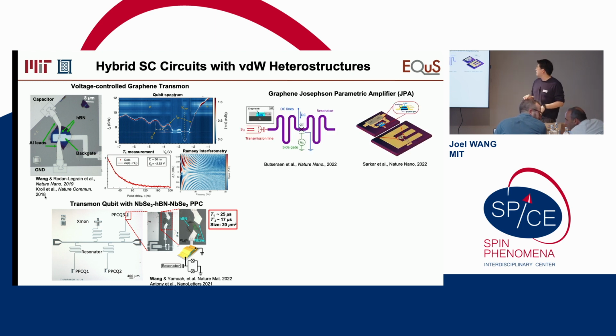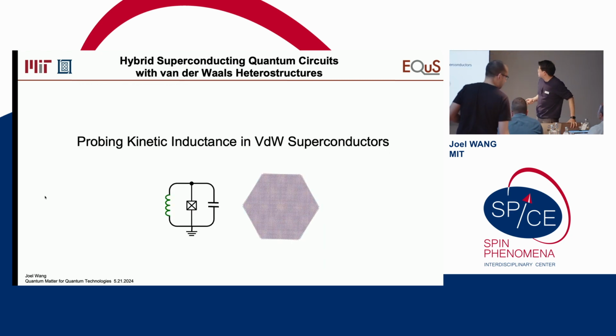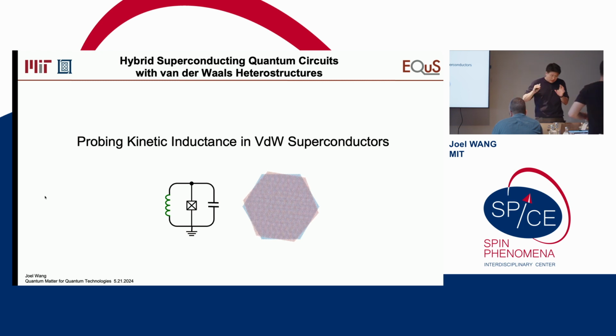And there is also a very interesting application using graphene Josephson junctions to make a parametric amplifier. And of course, for application and scaling, one needs to go to wafer-scale fabrication using some CVD-grown material. Okay, so today, I'm not going to talk about this previous work, but I want to use one project to show the two aspects of our interest, okay?